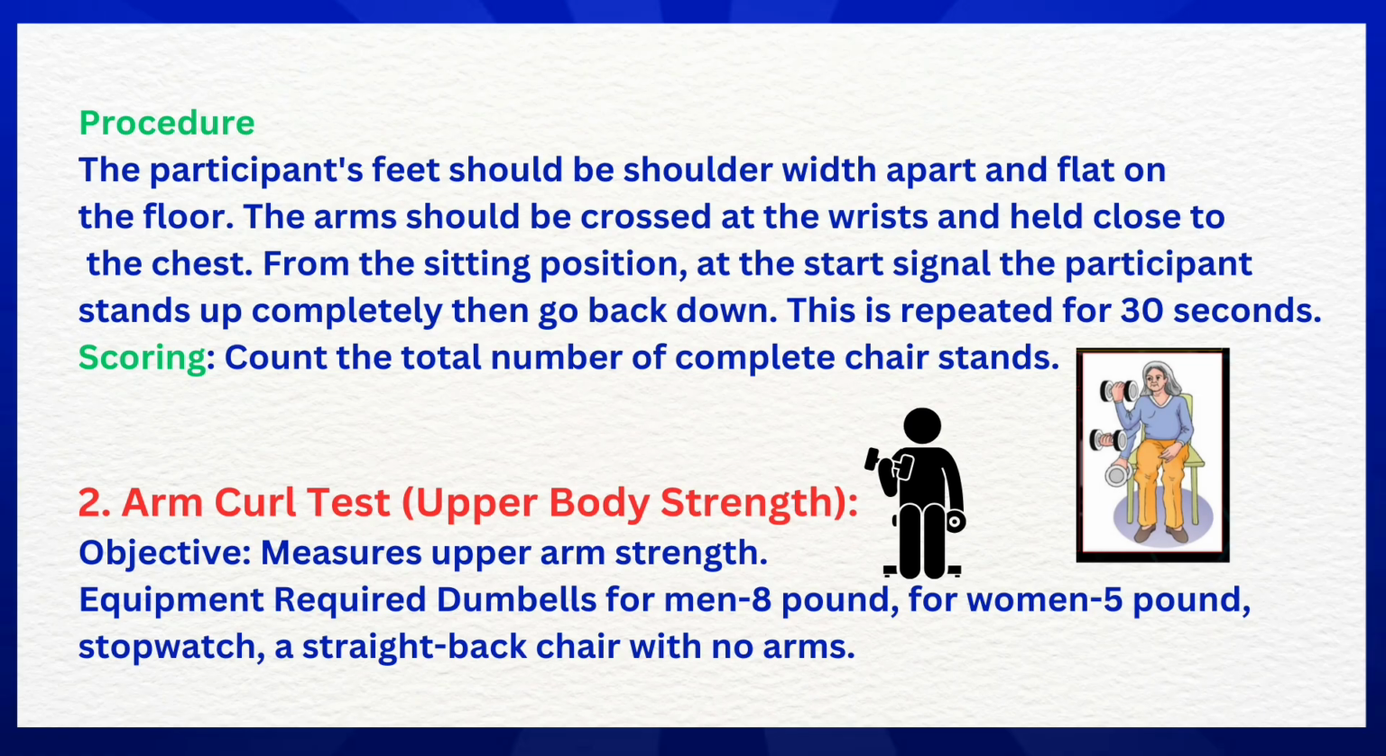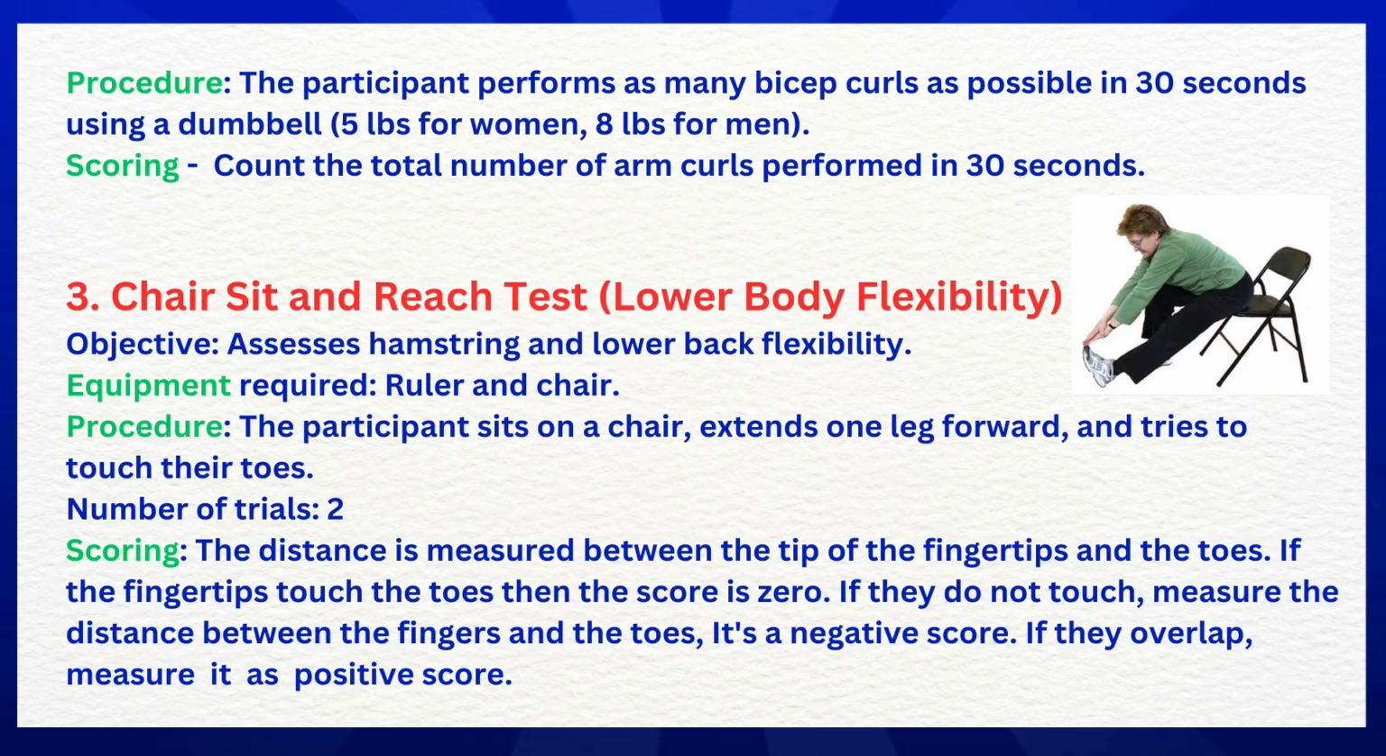Equipment required: dumbbells, 8 pounds for men and 5 pounds for women, a stopwatch, and a straight back chair with no arms. Procedure: the participant performs as many bicep curls as possible in 30 seconds using a dumbbell, 5 pounds for women, 8 pounds for men. Scoring: count the total number of arm curls performed in 30 seconds.